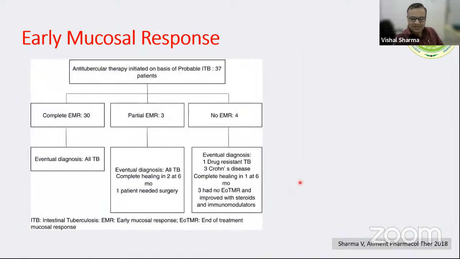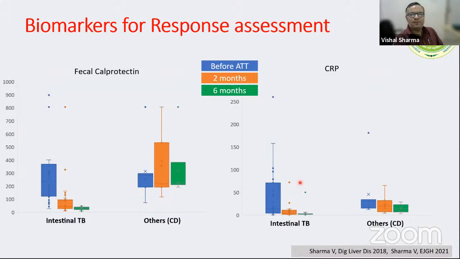So I think I have already talked about this, but there may be patients who may not want a colonoscopy because at many centers, anesthesia may not be available, and it is a painful procedure. And therefore, they may not want a repeat endoscopy or colonoscopy. So you can keep looking at biomarkers. So calprotectin, fecal calprotectin is a biomarker done in the stool.